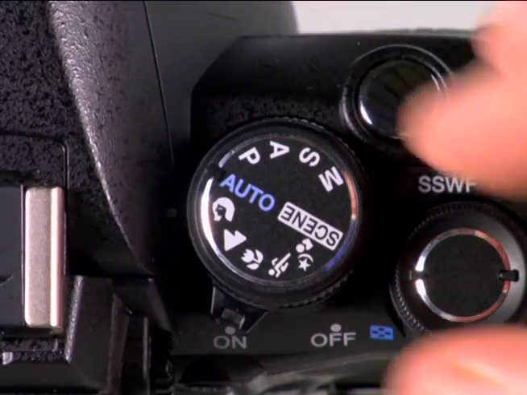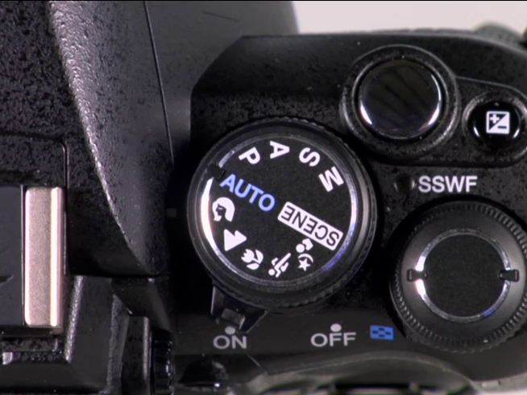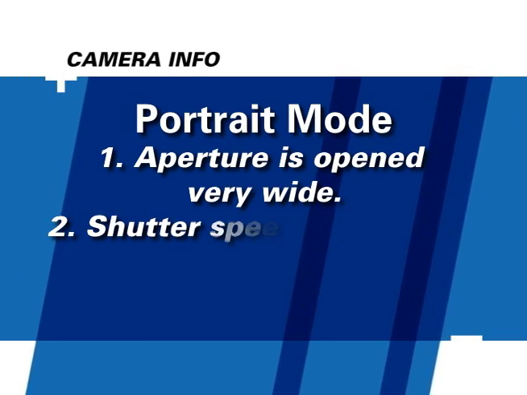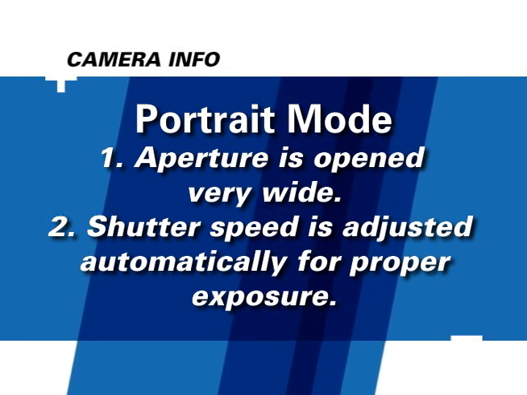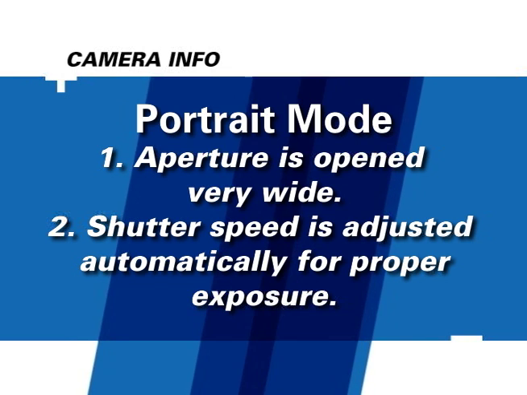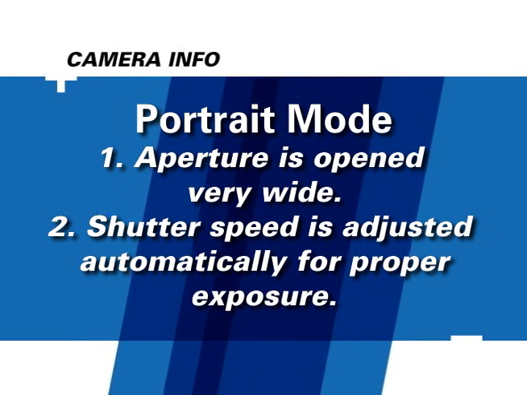The next setting is the portrait mode. In portrait mode, the aperture will be set wide open, meaning the lens will let all the light into the shutter that it can. Use this mode when you want the subject to be sharply in focus and the background to have a soft focus.